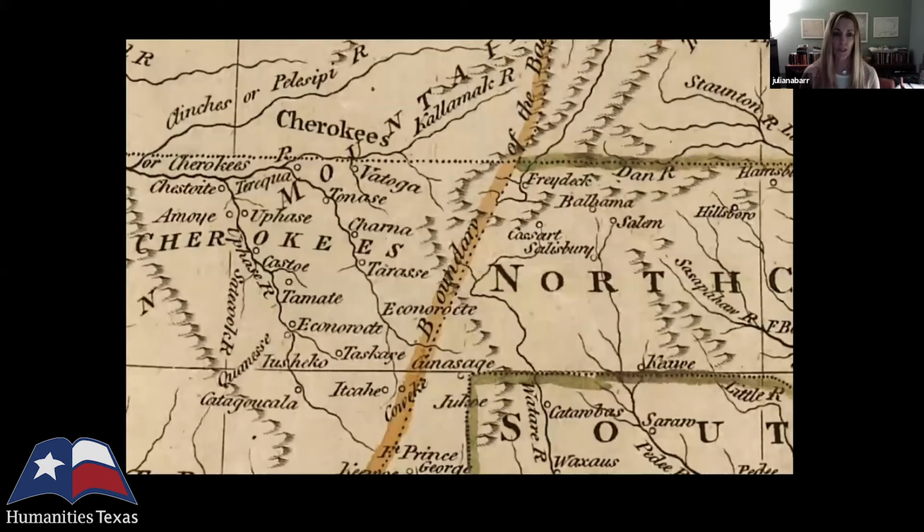But when you zoom in, what you see is that, of course, the United States is recognizing, and this is a map from 1783, the formal boundary between the Carolinas, between the United States and the Cherokee Nation. And again, you can see the density of Cherokee cities on this map.